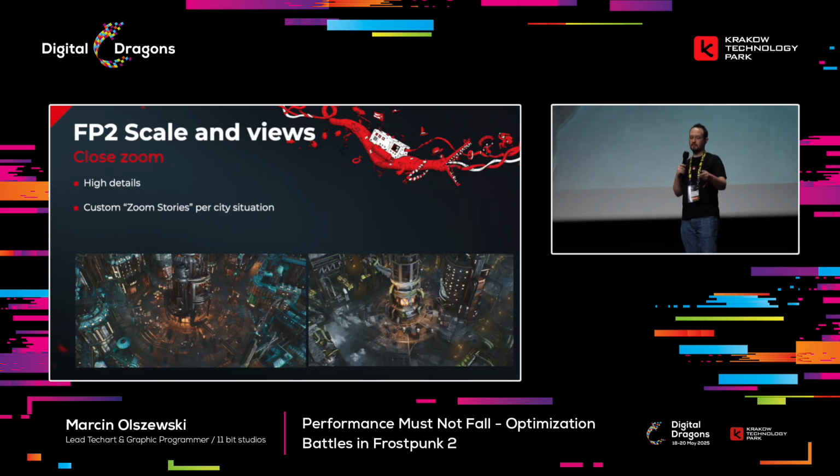And another perspective is close zoom, also named zoom stories. Here we have high details, we have animations, skinned meshes. We have a lot of realistic lights. It's not like fake lights here, it's shadow casting. We have better quality fog and so on.